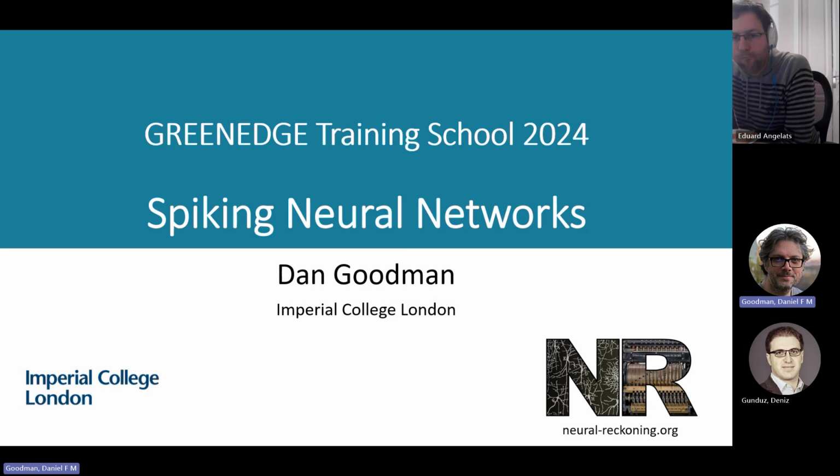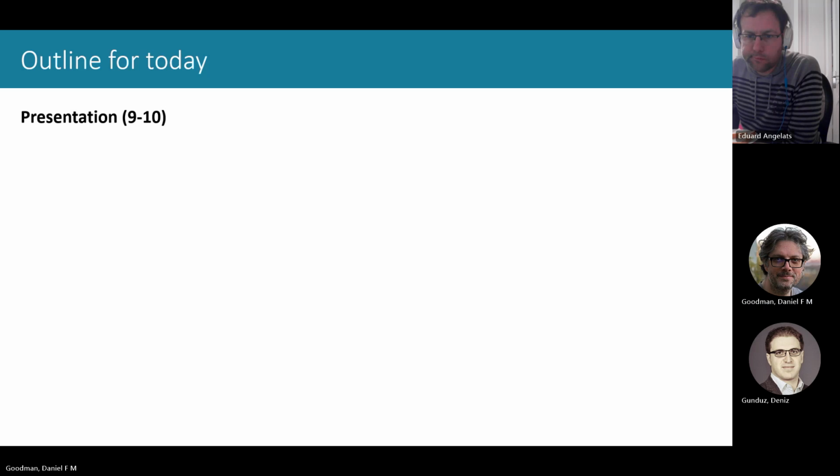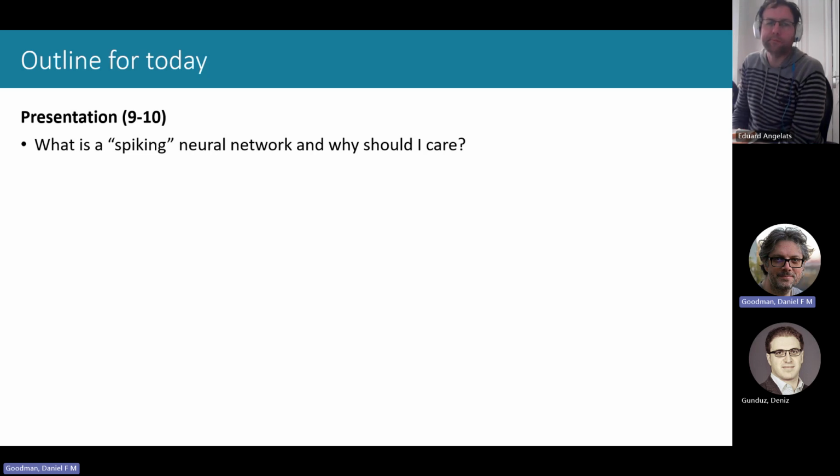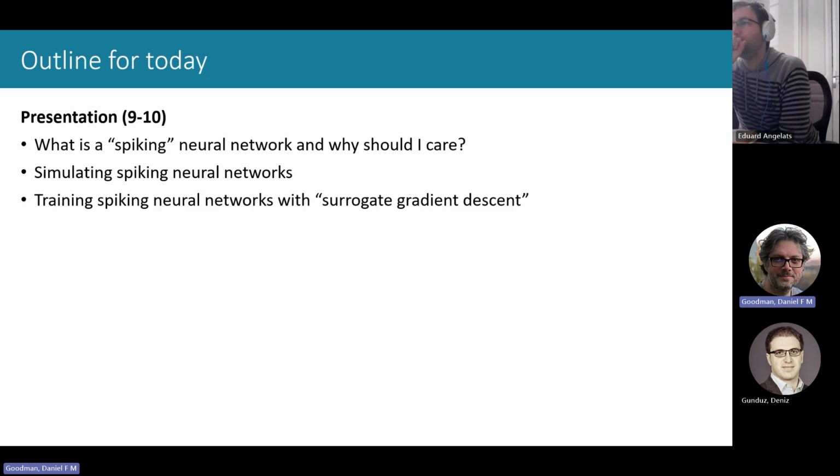Yeah, so I'm going to be talking about spiking neural networks today. I don't know how much everyone knows about what that even means, so I'm going to assume basically nothing. I'll start with a quick outline of how I see today going, which is starting with me doing a presentation, me talking to you like a sort of lecture from 9 until 10. And I'm going to say, what is a spiking neural network? Why should I care what a spiking neural network is? And then I'll talk a bit about how we simulate spiking neural networks, and how we train spiking neural networks with a technique called surrogate gradient descent, which is a variant of gradient descent.